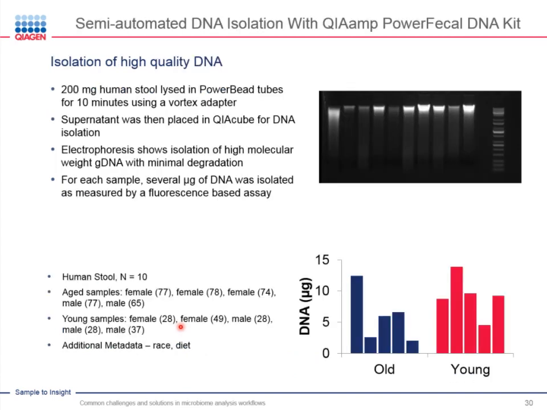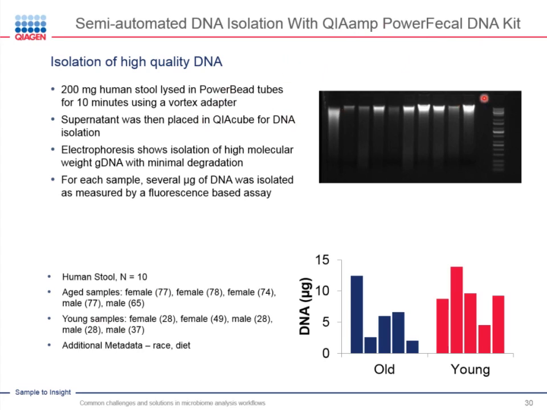We used stool samples from 10 persons. 5 of them are of a higher age, 5 of them of a lower age. As you can see, the distribution was roughly 50-50 between male and female. And we used 200 milligrams of human stool, lysed it with PowerBead tubes for 10 minutes on a vortexer. The supernatant was then placed in a QIAcube, and using the QIAamp PowerFecal DNA kit, the DNA was isolated.